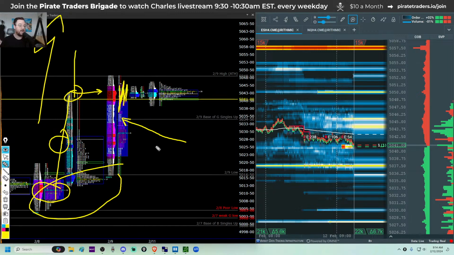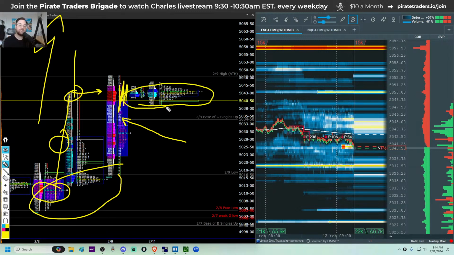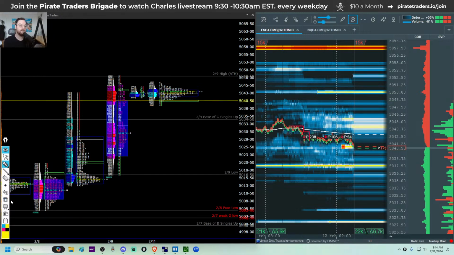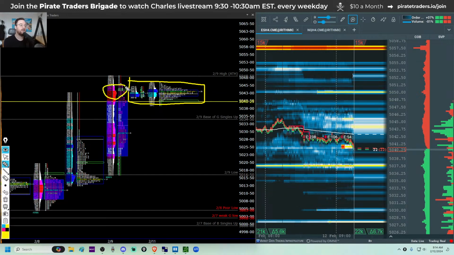If they can, it means that what's happening in the overnight is the same thing that was happening in the second half of the day yesterday. Just more tug of war, just more balance at a higher price. So as we get ready to open up this morning, what do we see? All weekend long, all the time, all the volume brought in this upper end of the range.